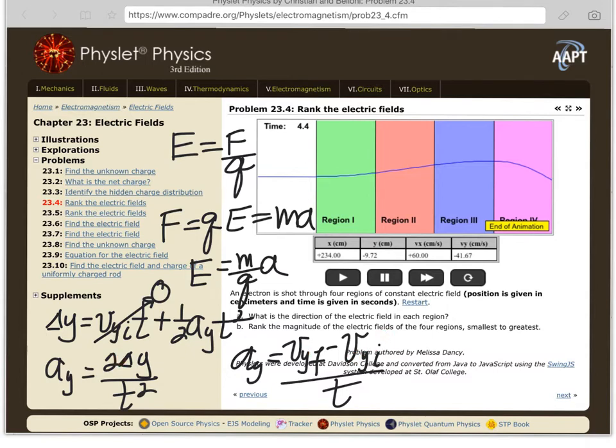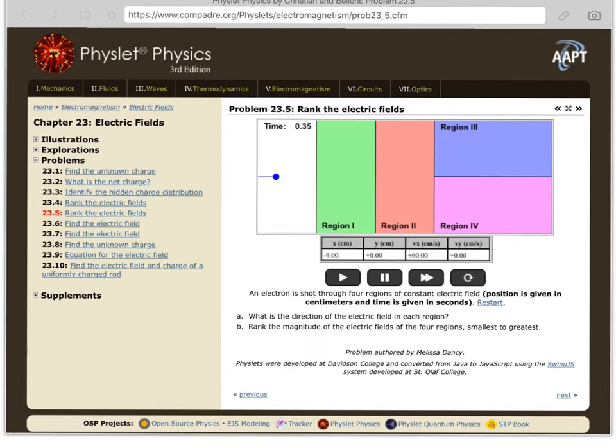So actually, I notice the x and y positions are given, and the vx and vy's are given. And so you could use either of these methods to get the acceleration, and once you have the acceleration, you can get the field. Just keep in mind the direction. For an electron, the field is always opposite the force. Another problem of a similar type.